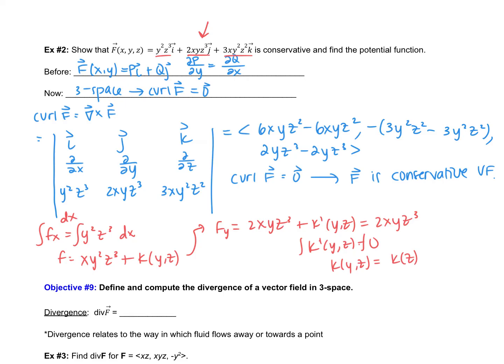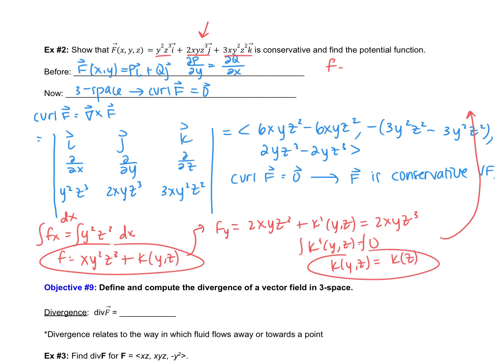Well, obviously I ran out of room. Hopefully you used your room better than I did. I'm going to continue up here. So right now what we have for f, which comes from here and here, is that f is equal to x y squared z cubed, add k of z.